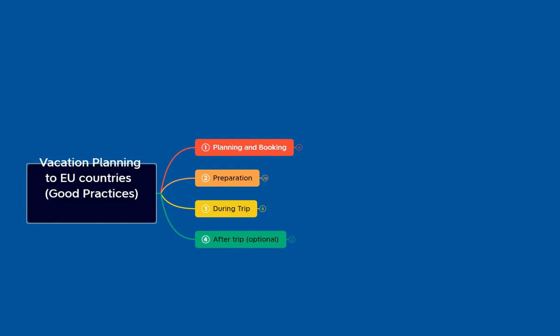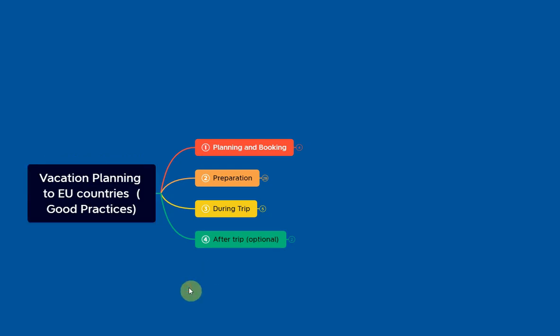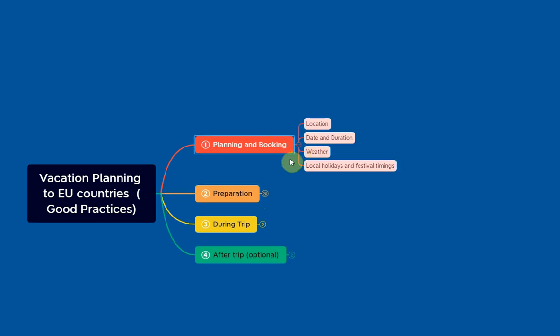So let me please start with the different phases. First is planning and booking. Everything starts with the planning phase. In the planning phase, you definitely need to start with your location, because everything is somehow connected with the location you are planning to visit. And very important is the date and the duration of the trip.